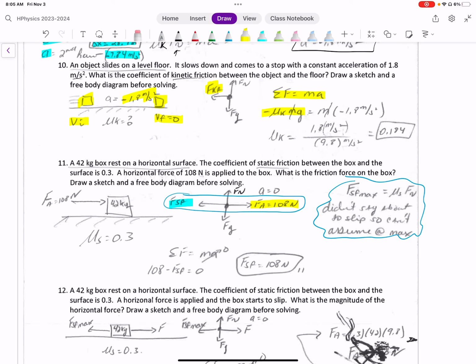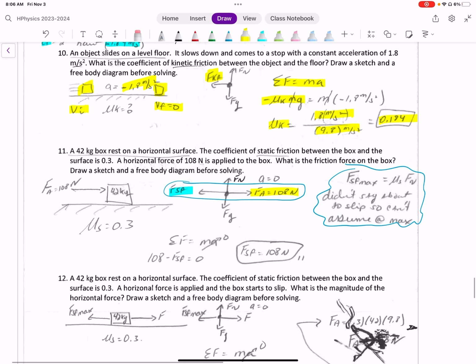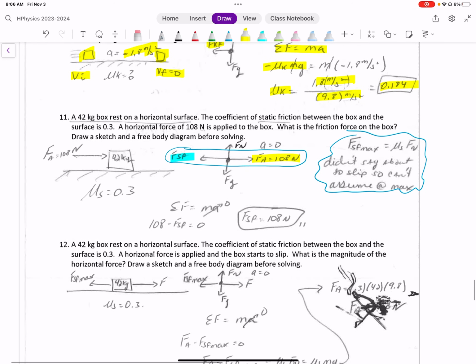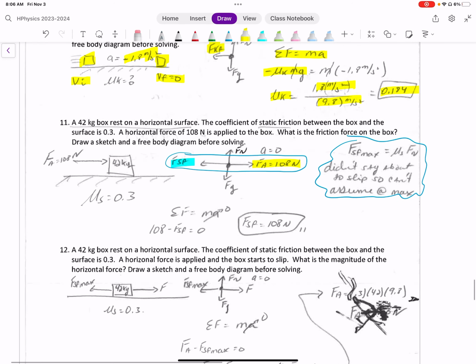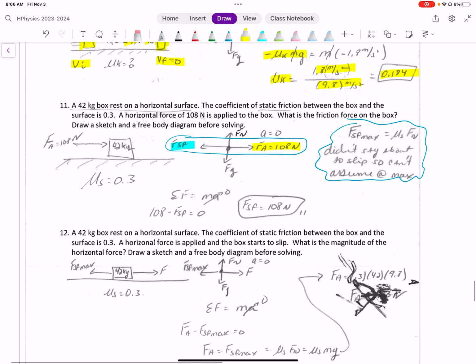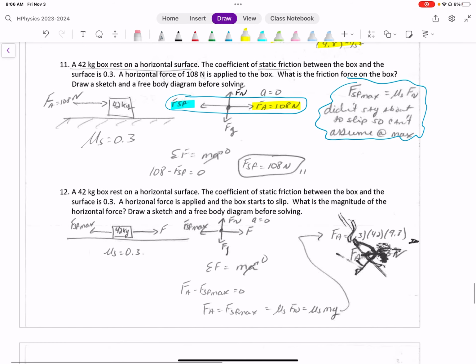It's negative mu k mg is equal to mass times the acceleration, which is negative. I will then rearrange that equation for the coefficient of kinetic friction, plug in the values that were given to me, negatives cancel, and I get 0.184, which makes sense. Mu k should be somewhere between 0 and 2, and the value of mu k should be a positive number.